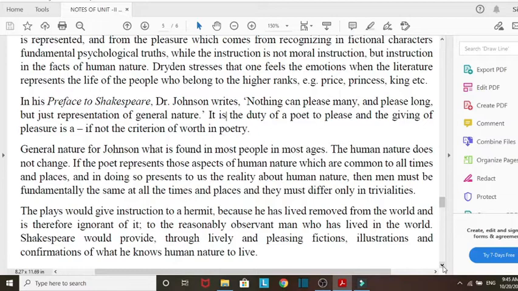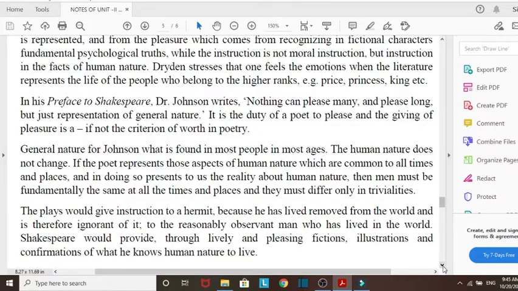So according to him, it is the duty of a poet to please, and giving pleasure is, if not the criterion of worth in poetry. So that is the duty of the poet. What is the duty of the poet? It is the duty of the poet to give pleasure to his audience, to give pleasure to his reader.